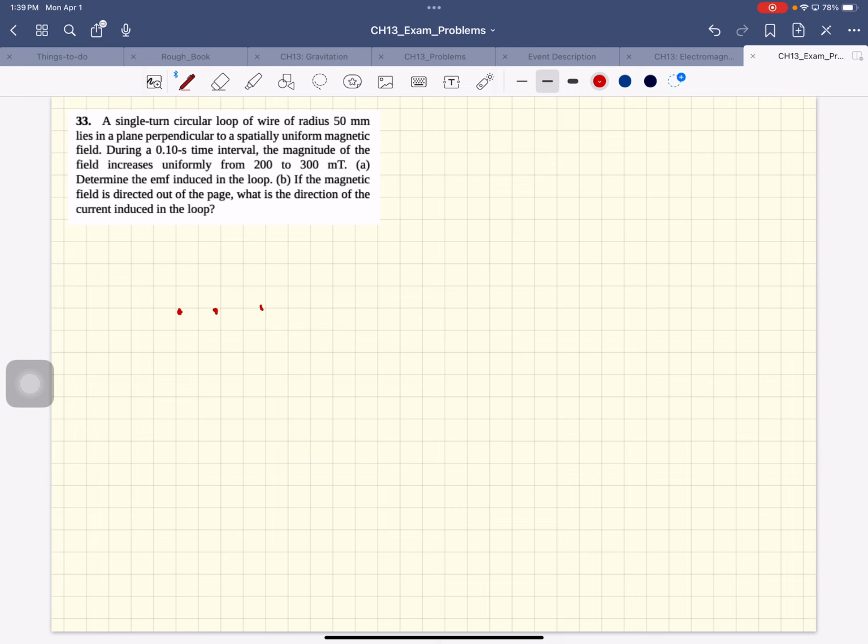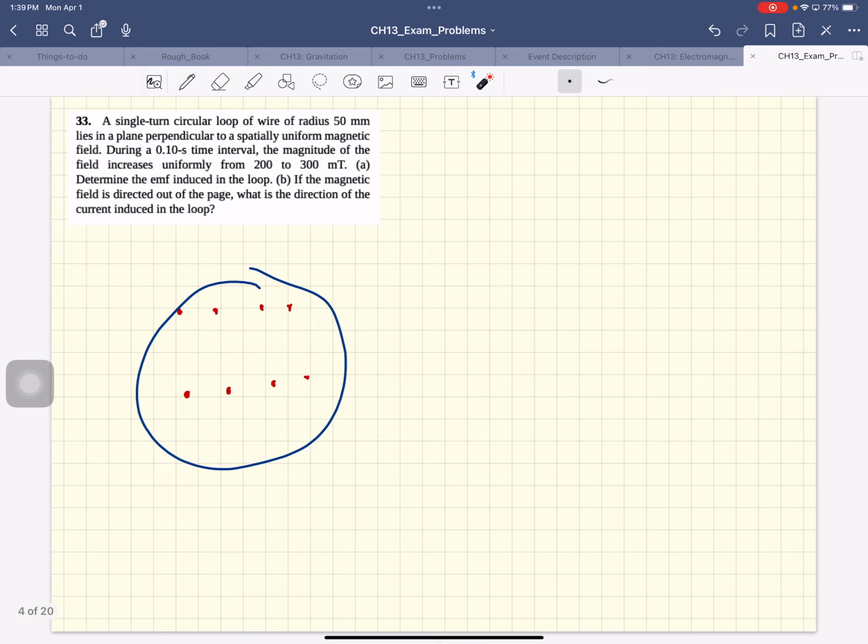So there's the magnetic field, and there's the loop. The magnetic field is increasing. So what should be the direction of the induced current? Clockwise. So what you want to do is the induced magnetic field should be in the opposite direction. And so the current is clockwise.